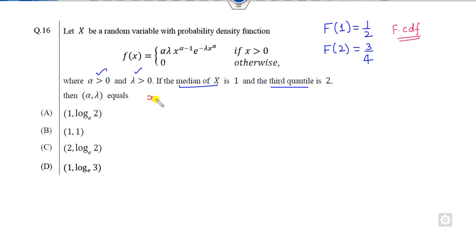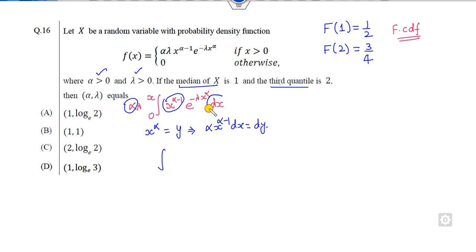What is the CDF definition? It is the integral from 0 to infinity of this. So I can take alpha as common, x raised to power alpha minus 1, e raised to power minus lambda x raised to power alpha. This is my CDF. Now how can you do that? I can take lambda x raised to power alpha as y. What is the meaning of that? Lambda alpha x raised to power alpha minus 1 dx is my dy. So I can substitute it here and simply write it as dy.